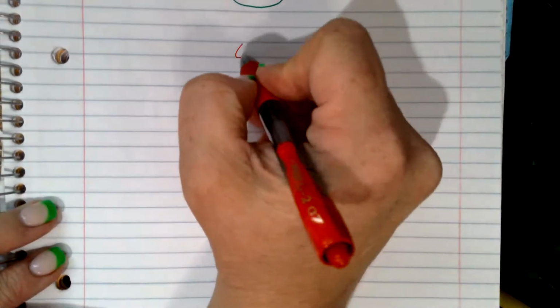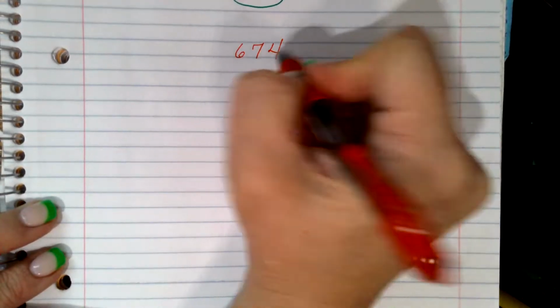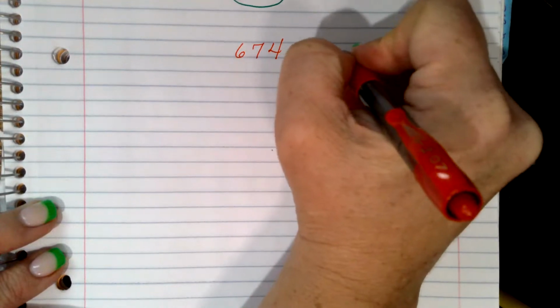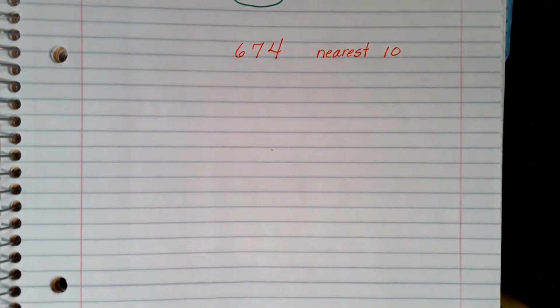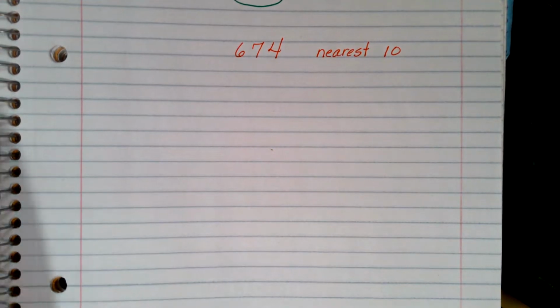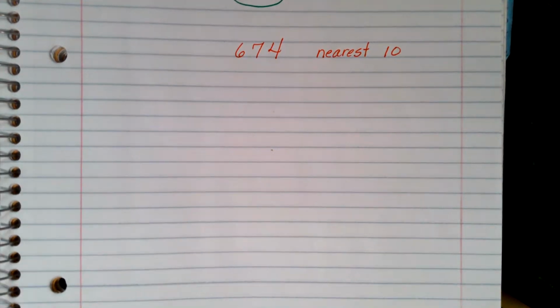This time we're going to use 674 and we're going to round it to the nearest 10. So 674 to the nearest 10. It's still the same number. We're still going to use the same process, but our answer is going to be a little bit different. So let's start with making our place value chart.